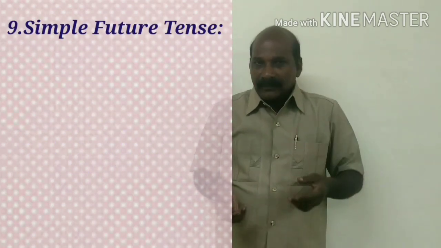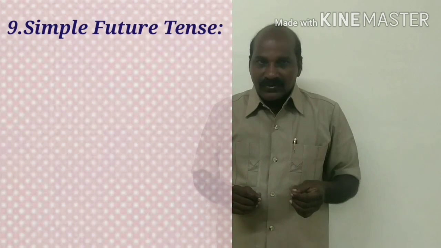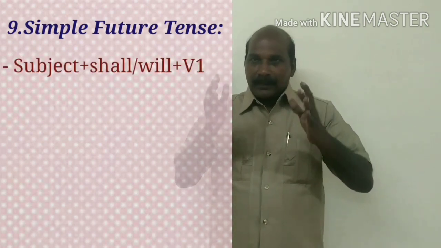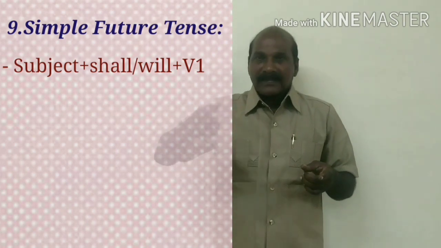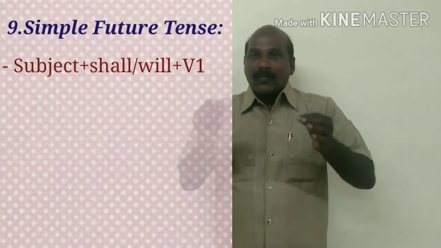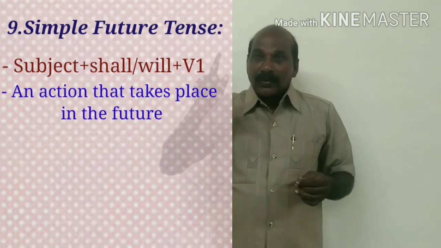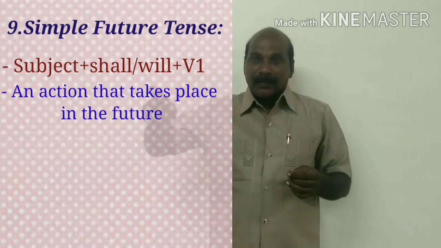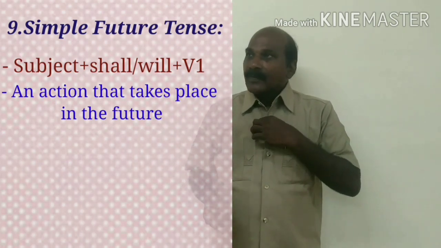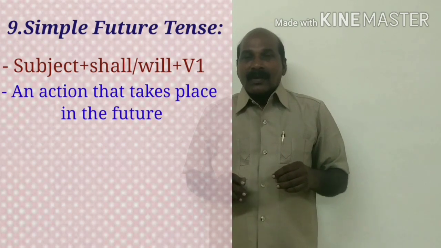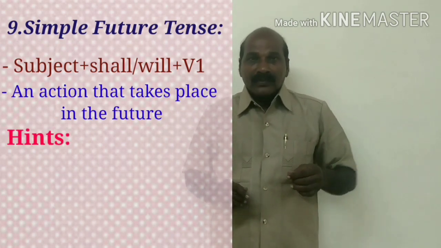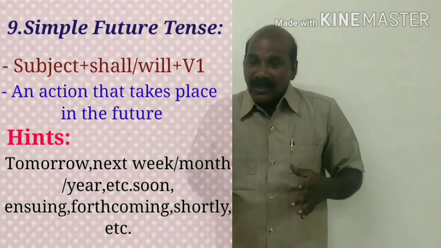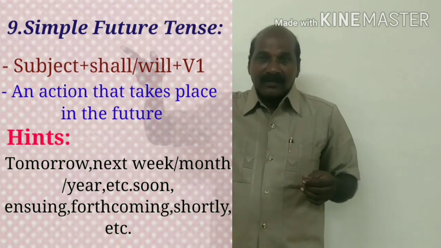And next tense, that is simple future tense. The basic formula is subject plus shall or will plus V1. We use this tense to indicate an action that takes place in the future. For example, I shall meet my friends tomorrow. They will come here next week.